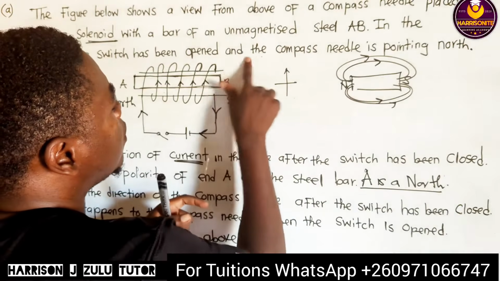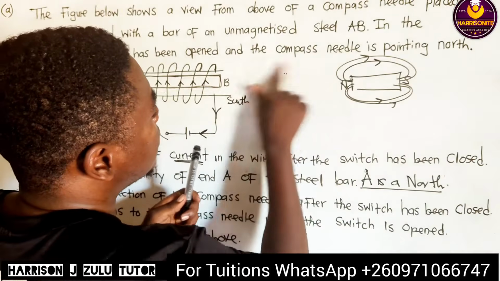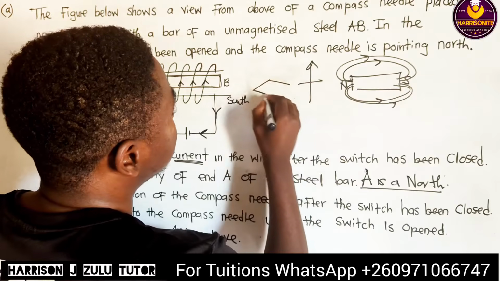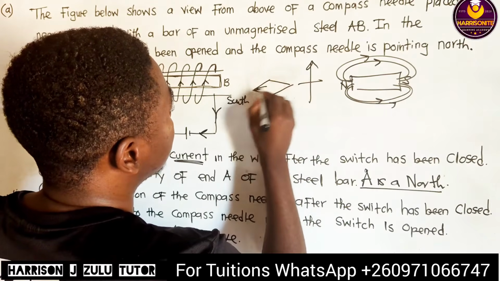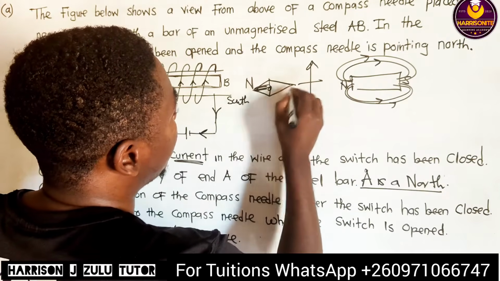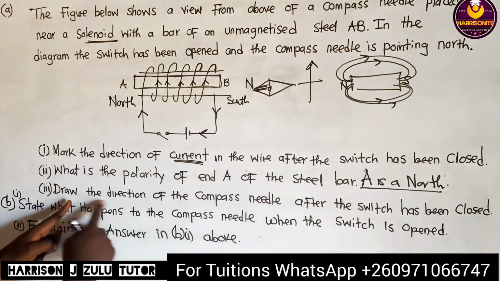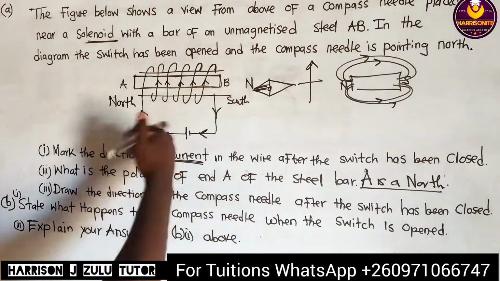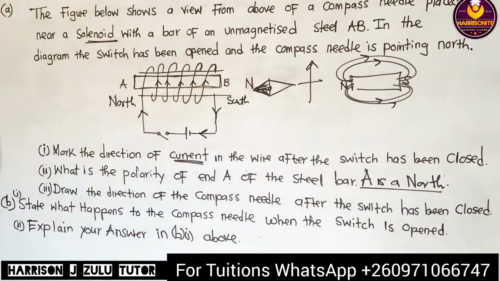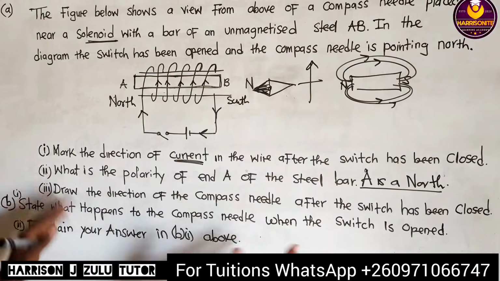Meaning that this one will now point this side. So this is what we are going to have. You are going to have something like this. It will now point this side. So we are going to have a north pole like this. So draw the direction of the compass. It will now be pointing this side. I guess you are able to see this, and able to understand everything that I'm teaching. This is what you are supposed to know.